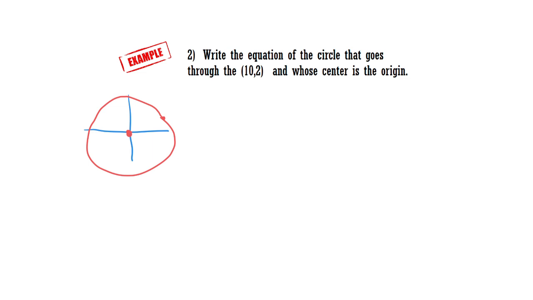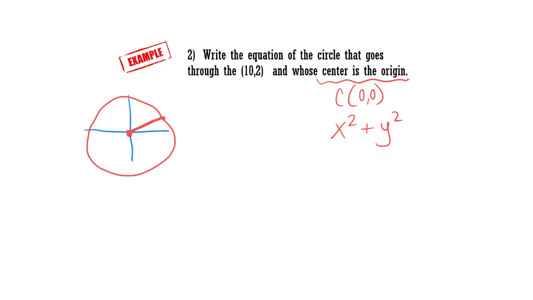Well, I feel like the easy part is that the center is the origin. So the center is going to be 0, 0. That makes your h and k 0. So that's just going to be an x squared plus a y squared. I don't even need the parentheses. But what they didn't tell me was what the radius is. So that's what I've got to work on. I've got to work on finding the radius. That would be this right here.